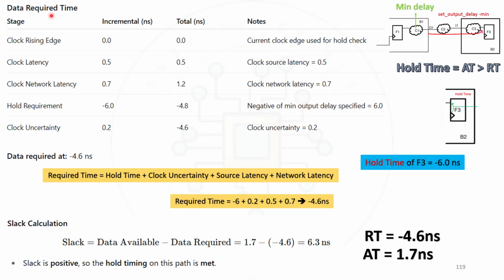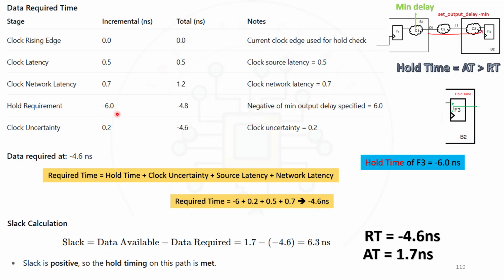Next, coming to the required time calculation, as it is hold, the same edge should be used. So that's why incremental delay is 0, so total delay will be 0. Next, clock latency is 0.5, which is source. So add the 0 with 0.5, we get 0.5 nanosecond. And the 0.5 should be added with network latency, which is 0.7. And here the delay is 1.2 nanosecond. As we are doing hold analysis, we have to take the hold time of this particular flip-flop F3. Hold time is present between the clock pin and the data pin of this flip-flop F3, and we get this value from the .lib. So in this case, I am getting the hold value as minus 6.0.